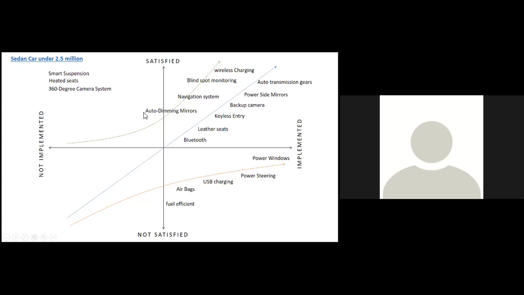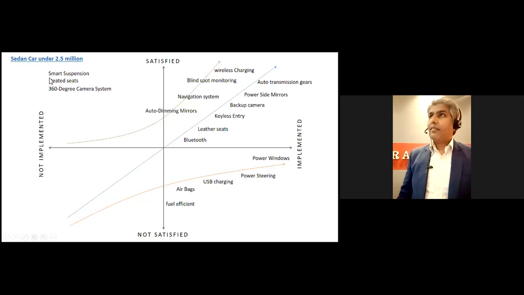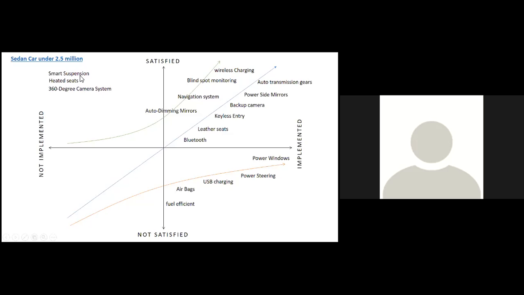And some features which the company tries to introduce, like whether they are exciting for the customers or not: smart suspensions, heated seats, 360 degree camera systems. These features are mostly not required by customers. True, absolutely. So it is not implemented, but the customer is still on the satisfactory side.